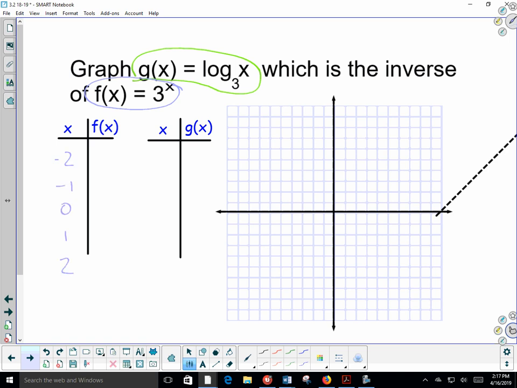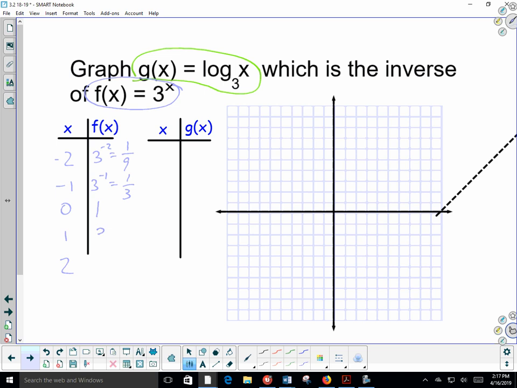Okay. Yes? So I know that negative 2 went to 3 raised to the negative 2, which ends up being 1 over 3 squared, which is 1/9. Yes? All right. 3 to the negative 1 is 1/3. If I plug in 0 here, I get 3 to the 0 is 1.